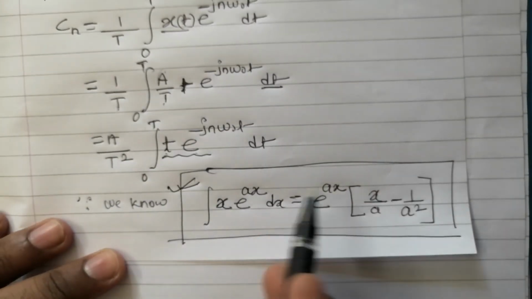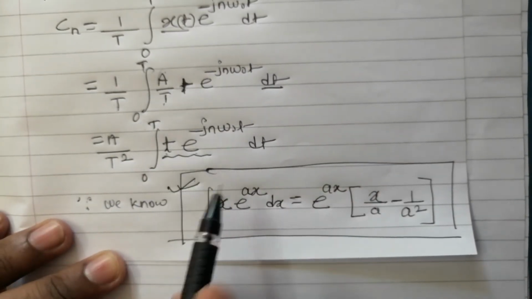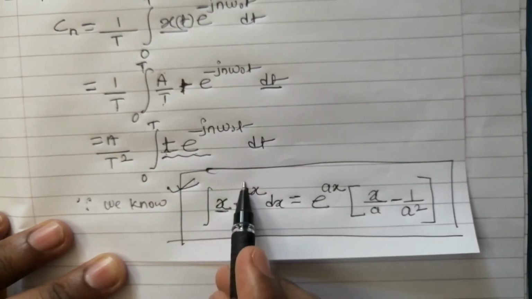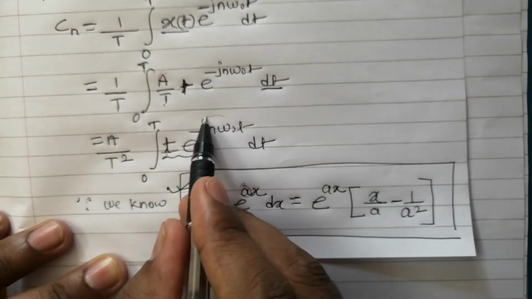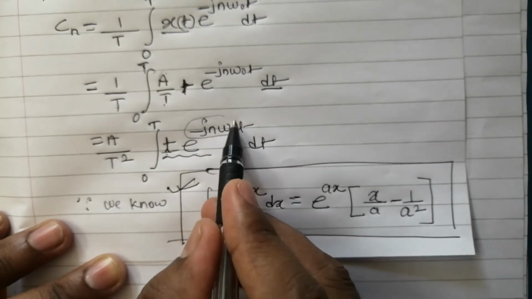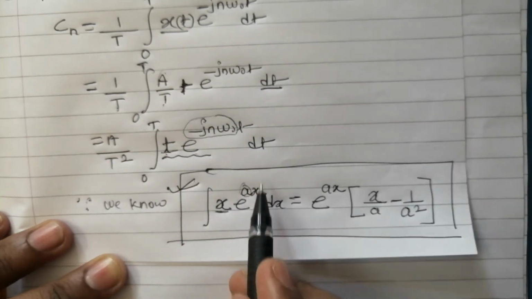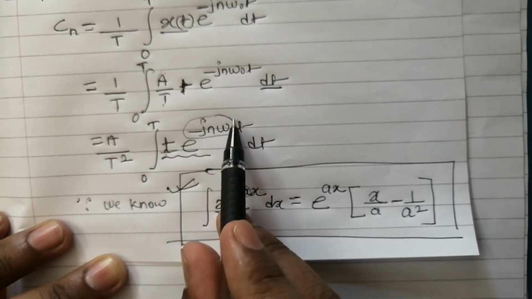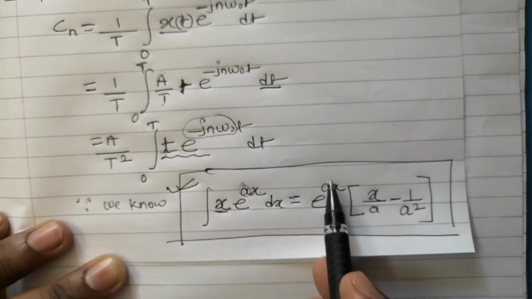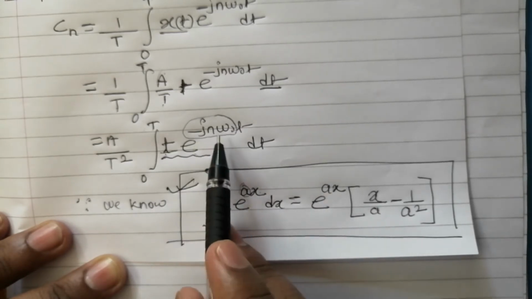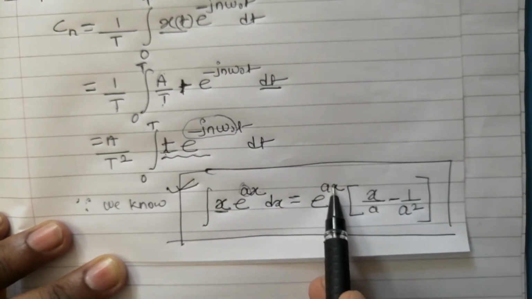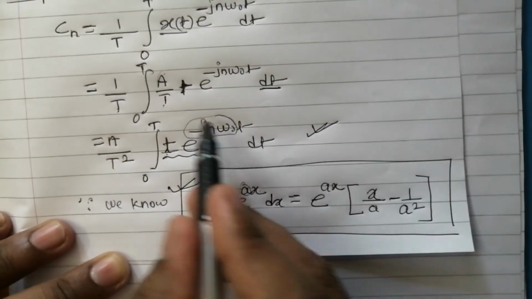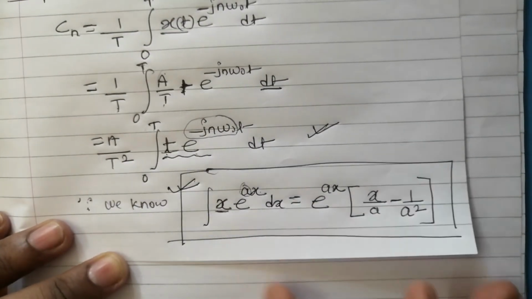Now we have to compare it. At the place of x, here it is t, and at the place of a, here we have minus j n omega naught. So x is t, and at the place of a we will write minus j n omega naught, at the x we will write t. So let us calculate the integration of this part by using this relation.